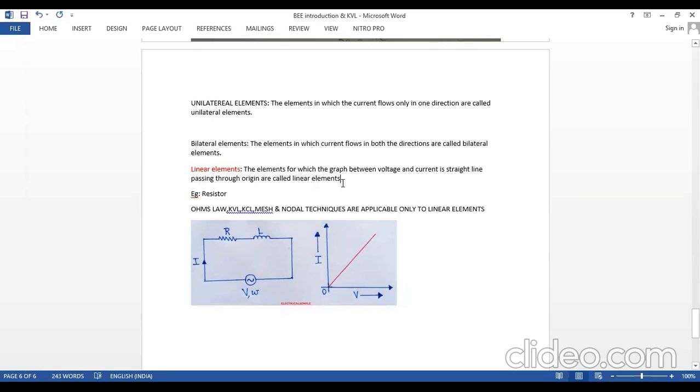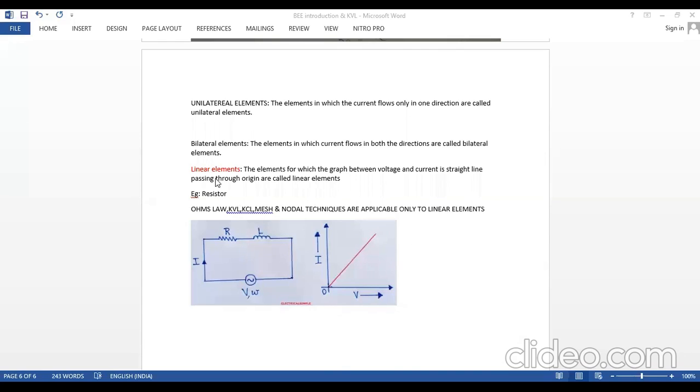You have a 2 marks short answer question; they will give you this particular question: define linear elements, in that manner. Example: resistor. Now remember, all of you, objective type question: Ohm's law, KVL, KCL, mesh and nodal techniques are applicable only to which elements? Linear elements. Your smartphone is a non-linear element. We cannot apply nodal analysis to a smartphone, television, etc.